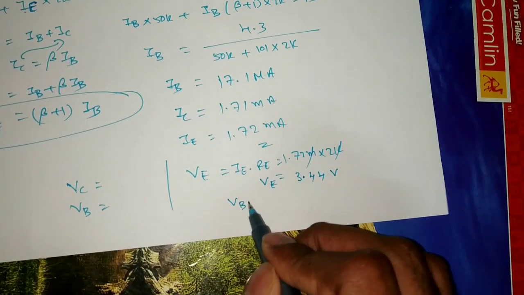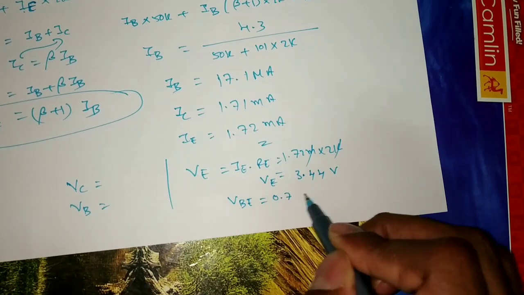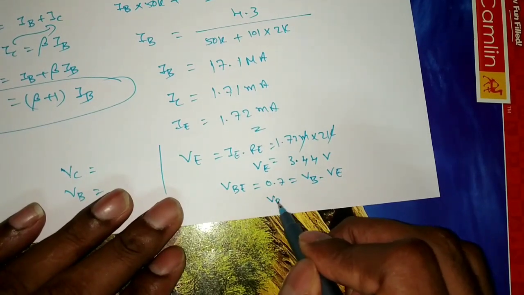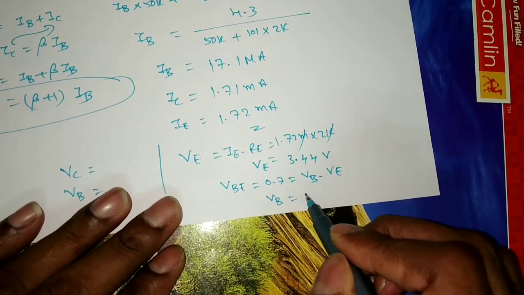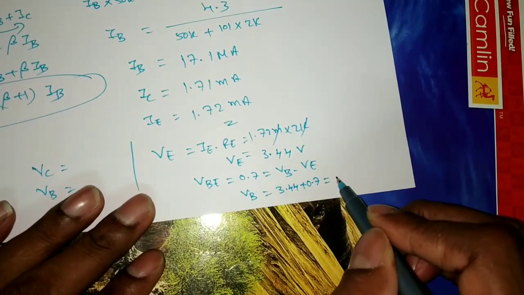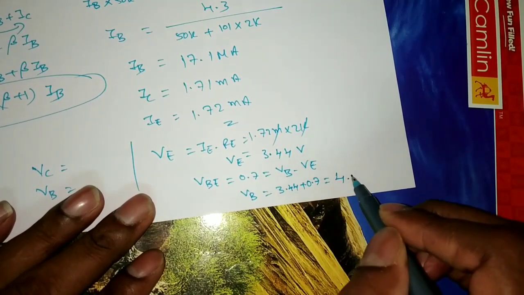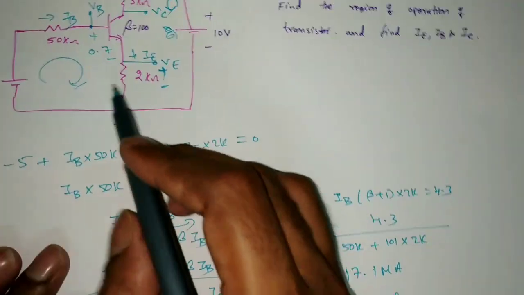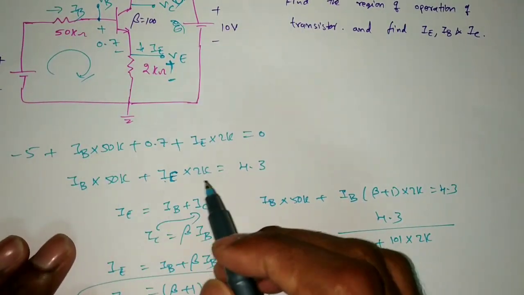And we know VBE is equal to 0.7, that means VB minus VE is equal to 0.7. Then VB will be 3.44 plus 0.7, so it will be 4.14 volts. So this is the VB. That we can verify by applying KVL also, that you can do.